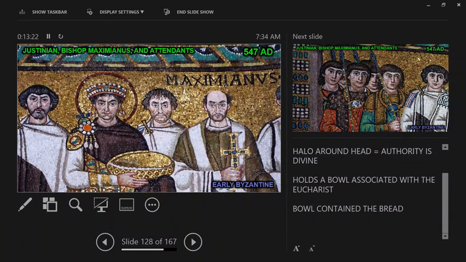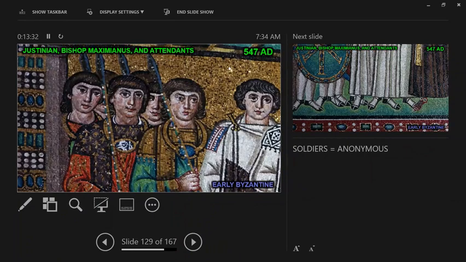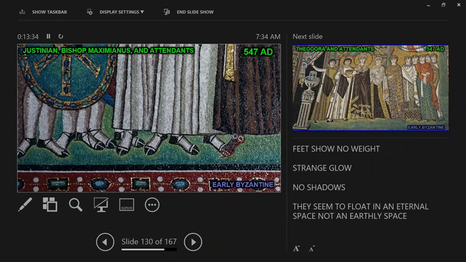And then the bowl that he's holding is associated with the Eucharist. It's a reference to Christ: eat this, that is my body, and drink this, it is my blood. And then I just find this very amusing. It all looks like they're floating in the sky. Their feet have this gentle glow about them. There's no shadow. There's no sense of weight that they are standing on anything.